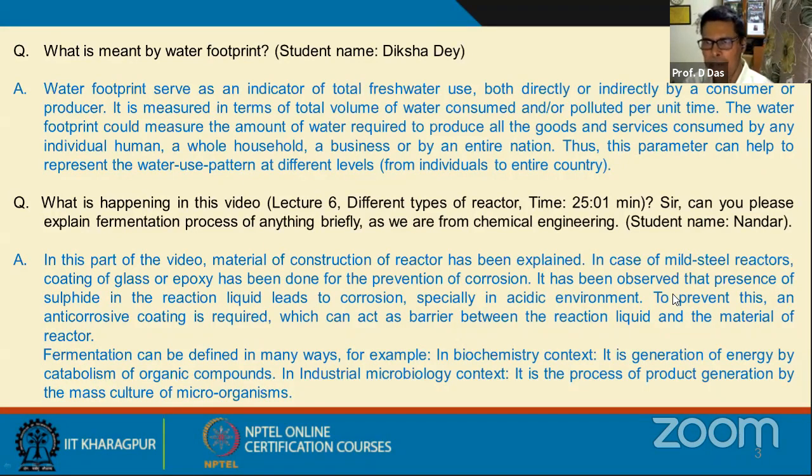It has been observed that presence of sulfide in the reaction liquid leads to corrosion, especially in acidic environment. To prevent this, an anti-corrosive coating is required, which can act as a barrier between the reaction liquid and the material of reaction. Fermentation can be defined in many ways. As in biochemistry, it is generally the energy obtained by the catabolism of organic compounds, and the industrial biotechnology concept is the process of product generation by mass culture of microorganisms.